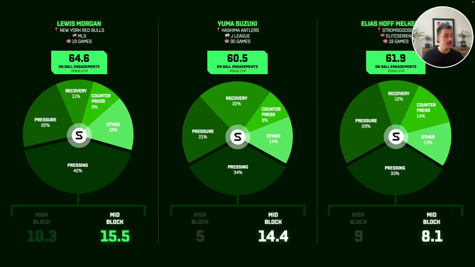And straight away here, we can get a little bit of insight by looking at the player on the right here, Elias Melkerson. He is the only one of these three players who makes more pressing actions in a high block compared to a mid block.